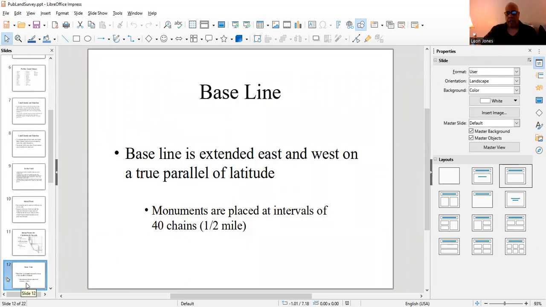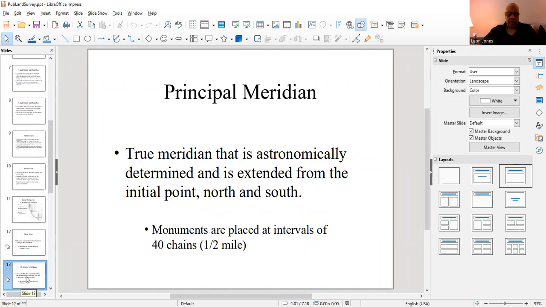Baseline. What a baseline is, it's basically extended east and west on a true parallel of latitude. Monuments are placed at intervals of 40 chains, which is a half mile. Prime meridian, which is a true meridian that is astronomically determined and extended from the initial point north and south.